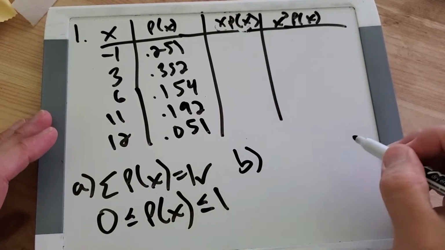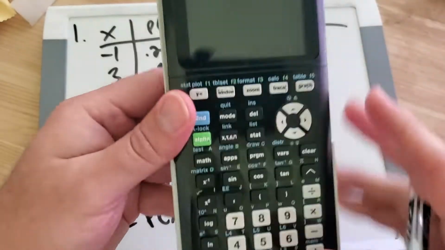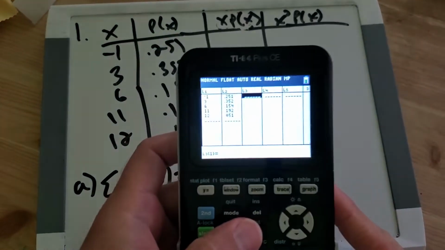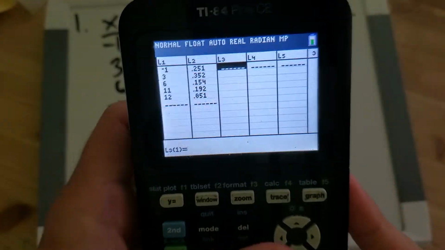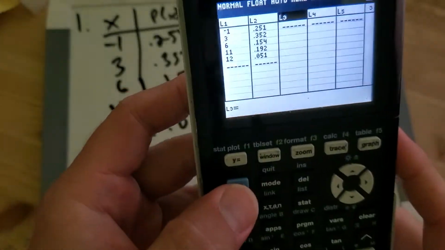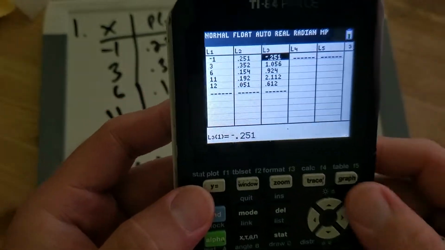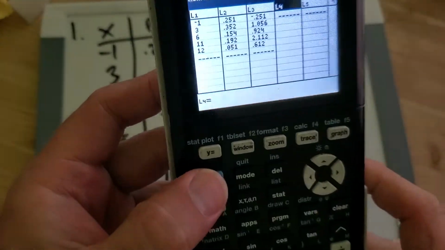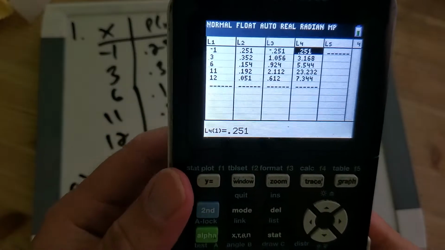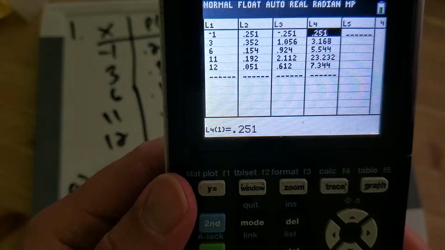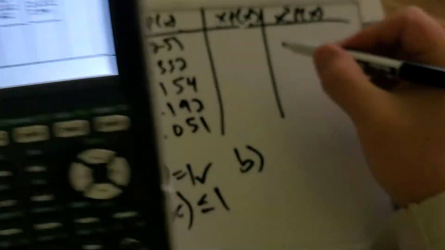Part B says find the mean and standard deviation. Okay, so for that, let's do this on the calculator. It'll be a little bit easier. I've got that pre-done. You guys can see that. So now I want to do L1 times L2. That's my x times p of x. And then L1 times L3. That'll end up being x squared p of x. So let me let you guys see those. That's what you would write down in these next two columns.